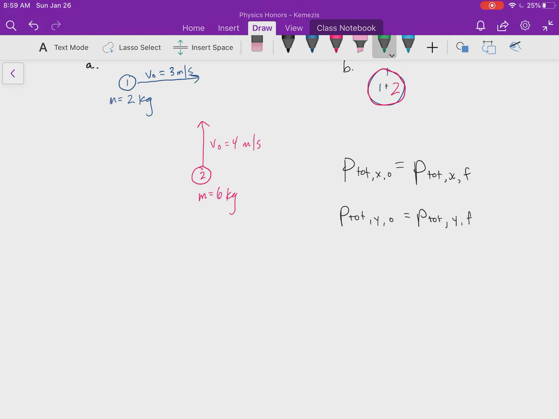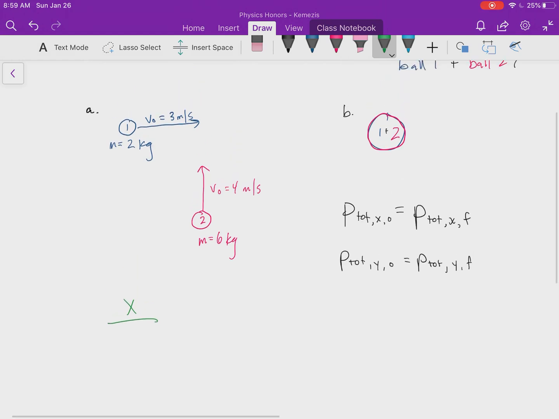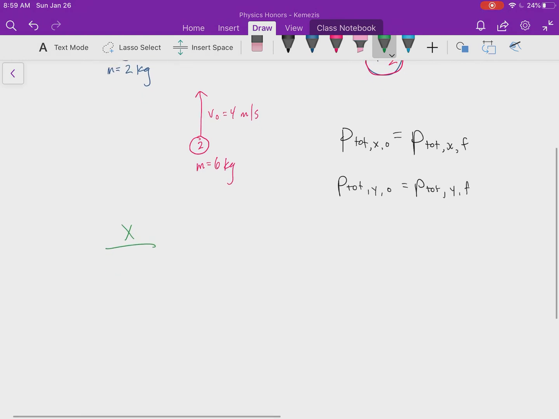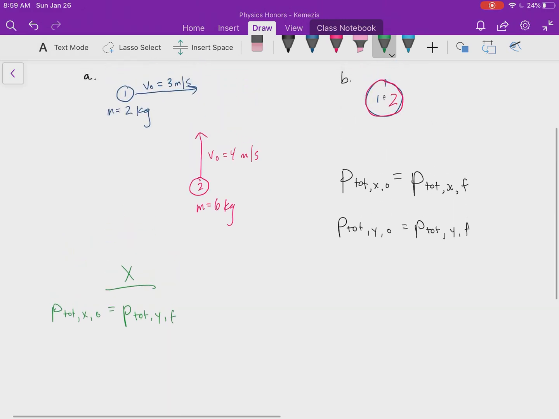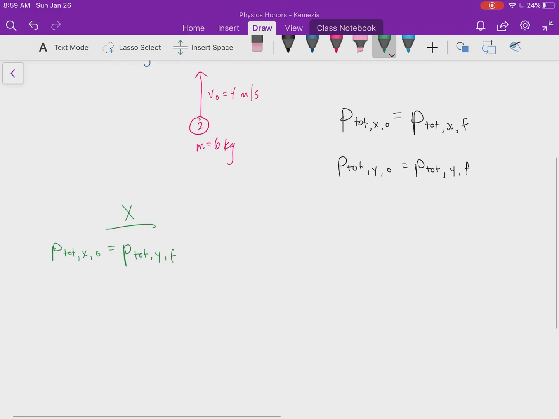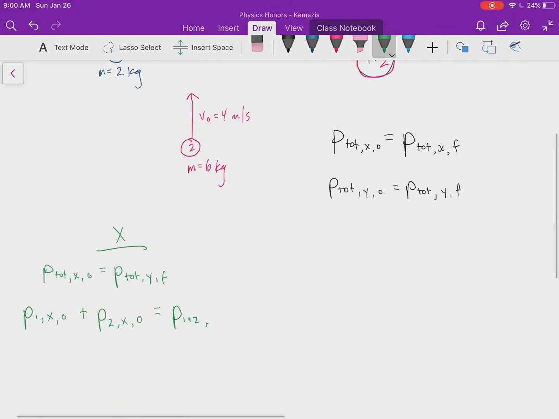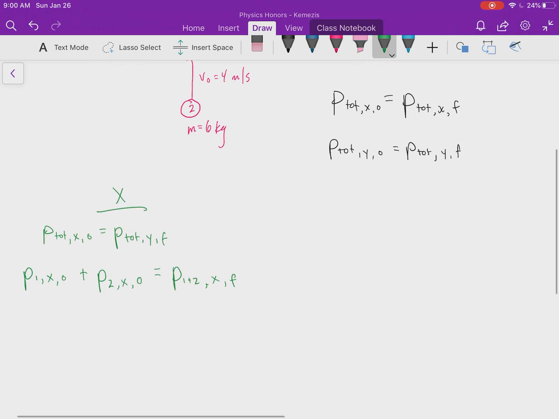So what this means for us, if we're thinking about the x direction first, is that the first ball is moving perfectly to the right, and the second ball is moving perfectly up. So the second ball has no x momentum. The first ball has only x momentum. So P total x before the collision is going to be equal to P total x after our collision. There are two objects in this system, and we're going to form one object on the other side. So the momentum of the first object in the x direction before the collision, plus the momentum of the second object in the x direction before the collision, is going to be equal to the momentum of that entire object in the x direction after the collision.